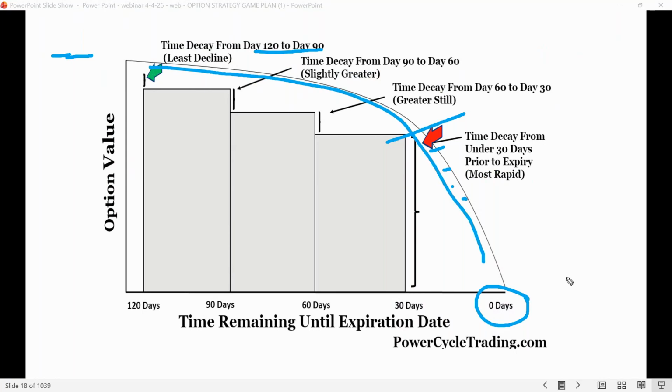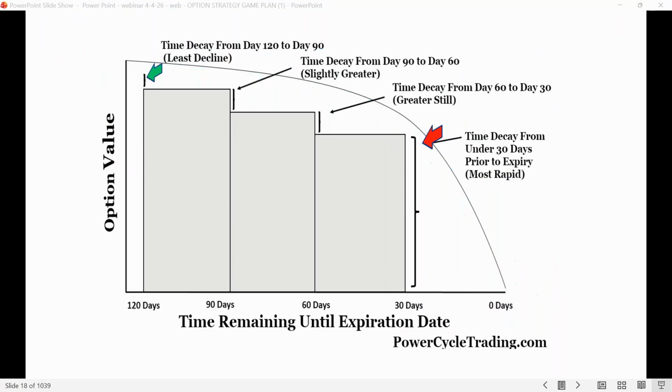And at the end of the day, what happens? Your time goes to zero. It's worthless. Your options are worthless. So you need to be aware and adjust when these things start to go against you. And that's what we can do with options. That's the really cool thing. We can make all kinds of adjustments to adjust risk, adjust profits, things like that.